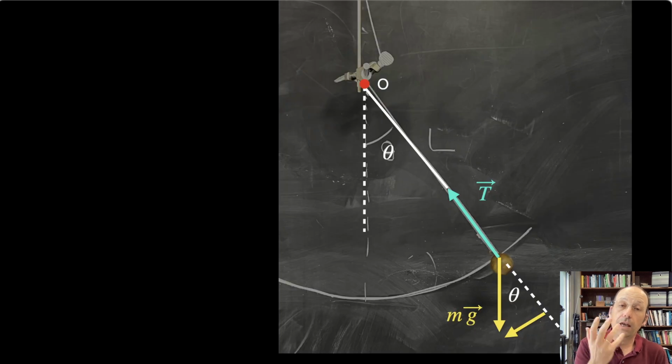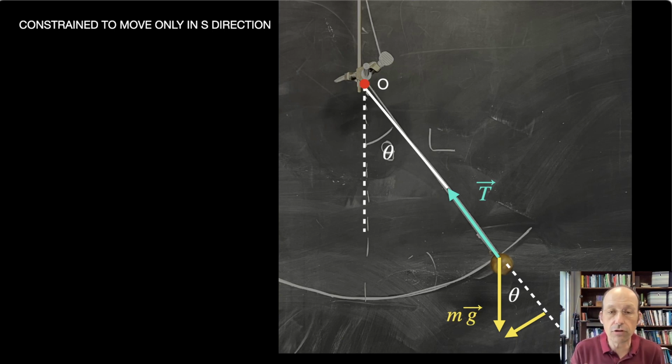Okay, so if we look at our situation here, we have trouble, and we'll deal with this trouble later. But the trouble is the tension, right? We don't know what the tension is. We can't really calculate the net vector force. So we're going to have to cheat. What we're going to do is to say it's constrained to only move in that path, that circular path. And we call that path the S direction. So that's S, right? So it's a one-dimensional problem. It's not a vector problem.